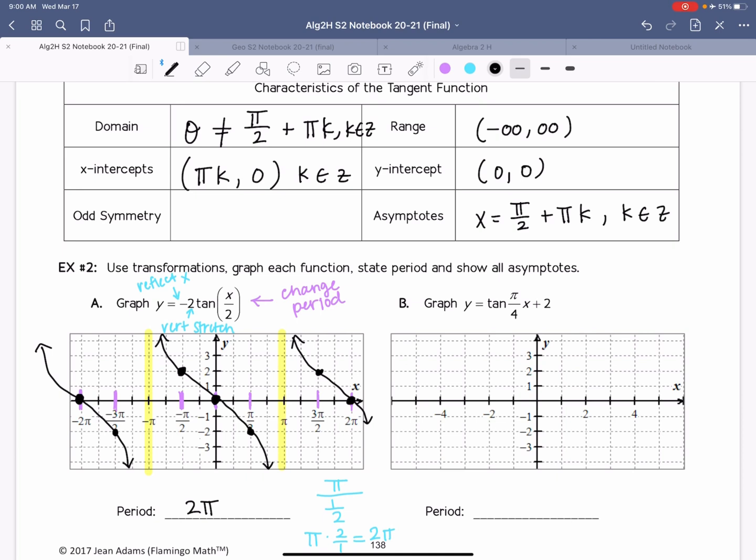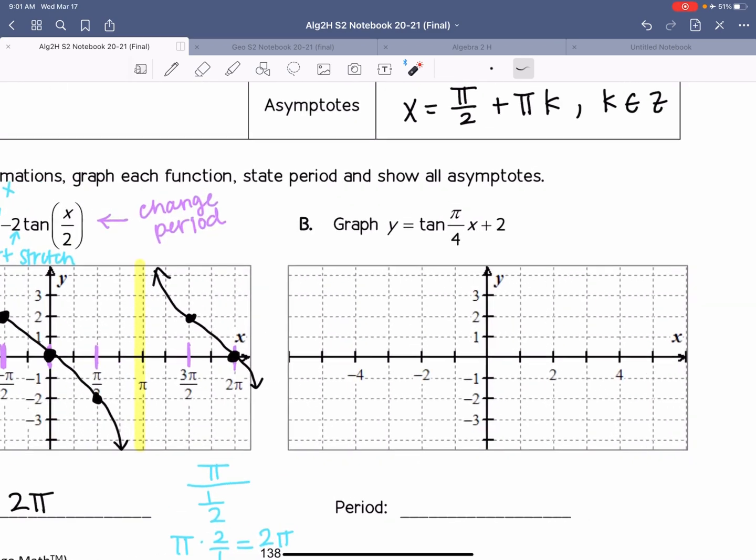So kind of a lot going on. It's not unbearable. So step 1, find your period, find your asymptotes, split it into fourths. So split it in the middle, then split in the middle, split in the middle to get your main spots. And then just do your transformations, whatever you have. Okay, so let's look at B.